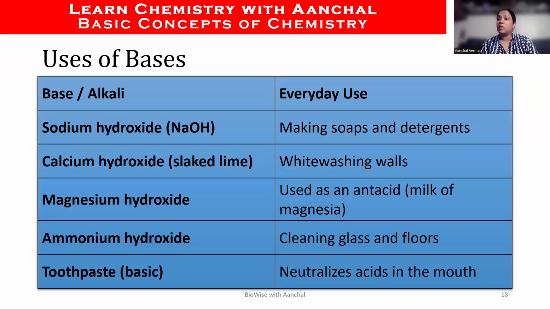Then bases: for making soaps and detergents, sodium hydroxide is used. Calcium hydroxide, also called slaked lime, is used in whitewashing walls. Then magnesium hydroxide is used as an antacid, milk of magnesia. Ammonium hydroxide is used in cleaning cars and floors. Toothpaste neutralizes acids in the mouth. The toothpastes are also slightly basic, okay? So all the acid content of your mouth is neutralized. So the enamel does not go bad, right?